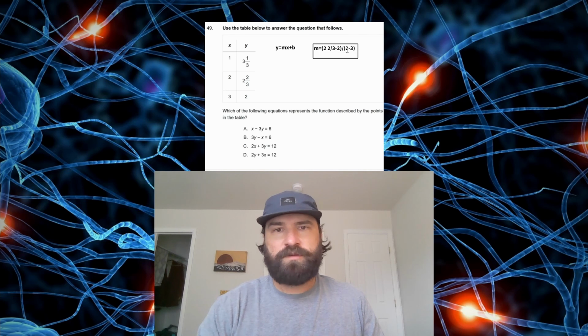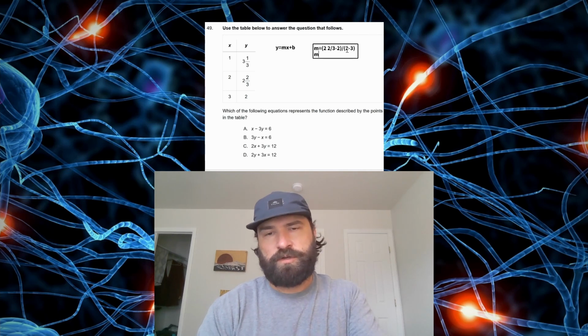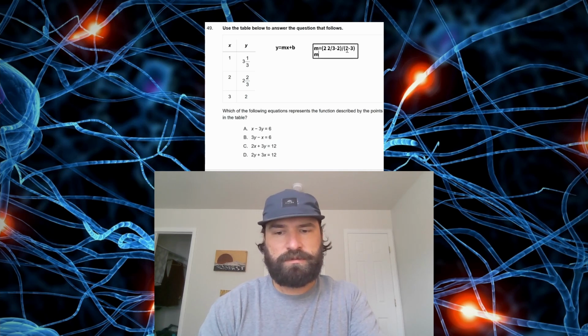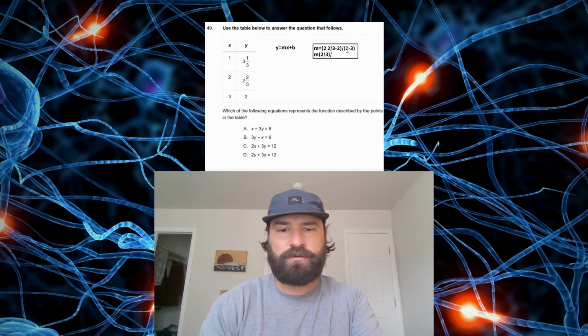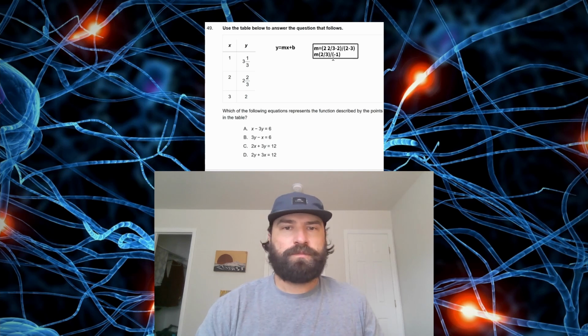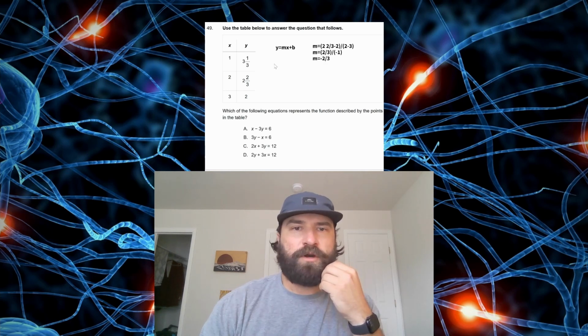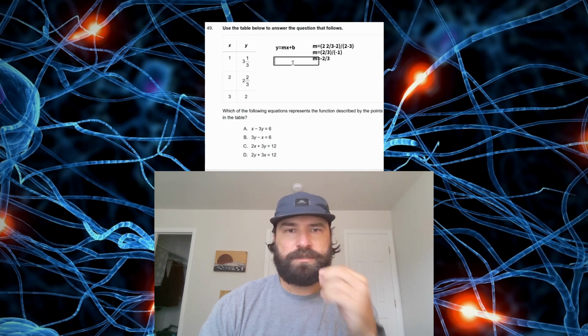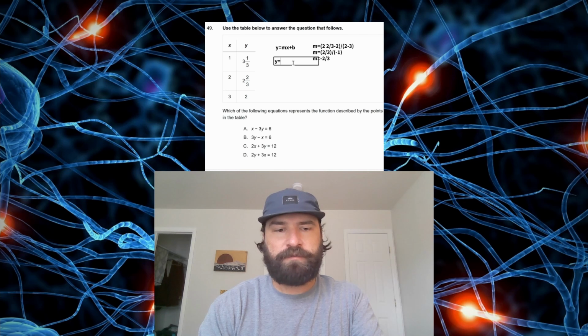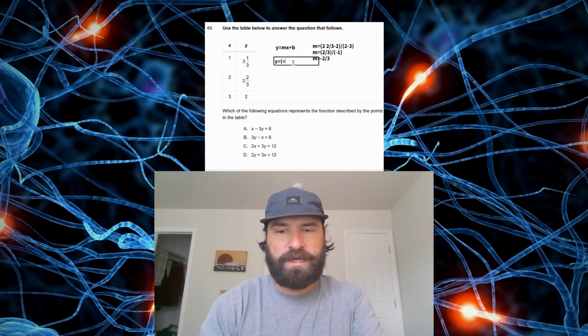So our m is going to be 2 2/3 minus 2, which is just 2/3, divided by 2 minus 3, which is just -1. 2/3 divided by -1 is just -2/3. So our slope in our equation should be -2/3. So I'm going to plug that into our equation here for m. So it's y equals -2/3 times x plus b.